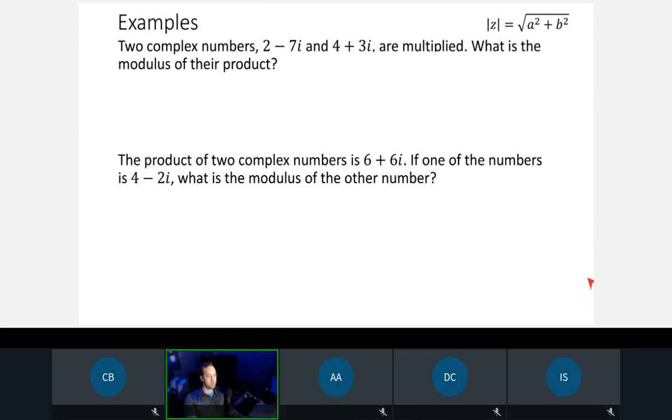In chat, what did you guys get for your answer? People that are able to finish, what did you get? 5 radical 53? Okay, a lot of 5 radical 53s. That sounds right.